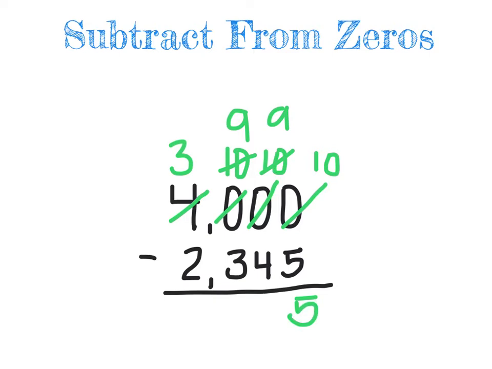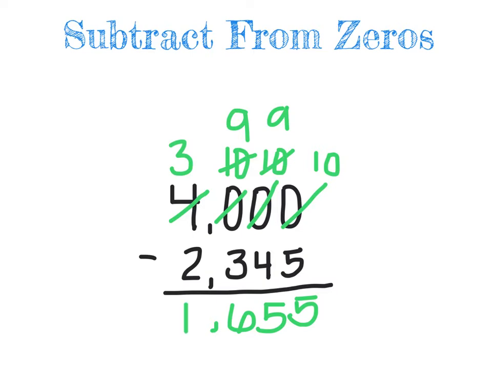I'm now going to go to my tens place. 9 minus 4 equals 5. I'm going to move to my hundreds place now. 9 minus 3 equals 6. I'm going to put that comma there. And then 3, I'm going to my thousands place. 3 minus 2 equals 1.